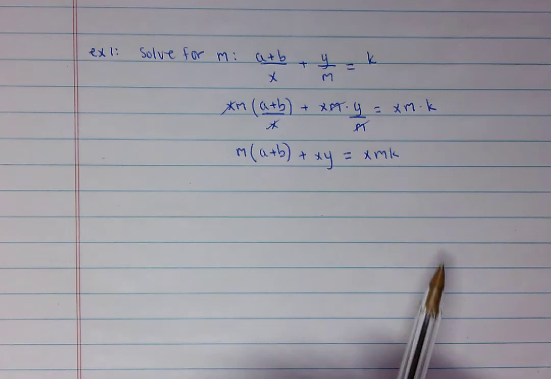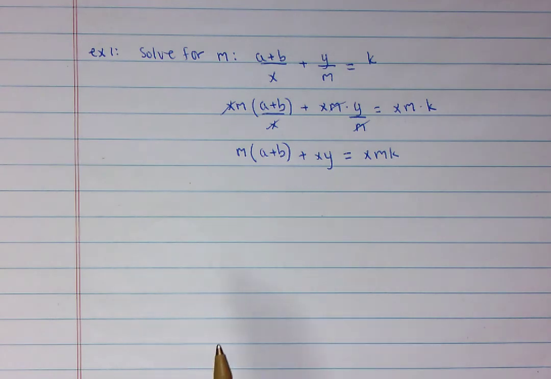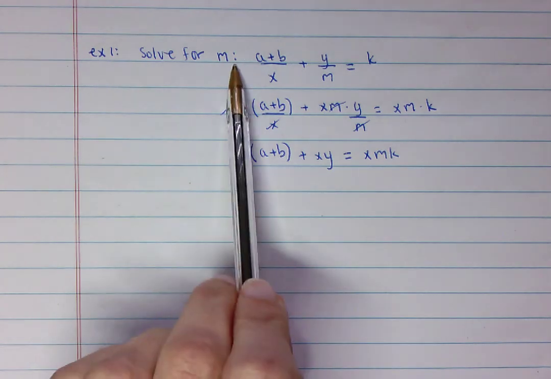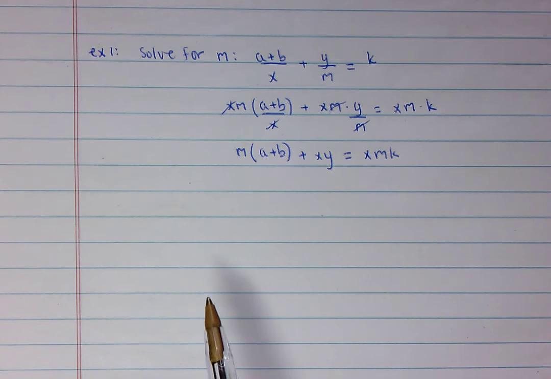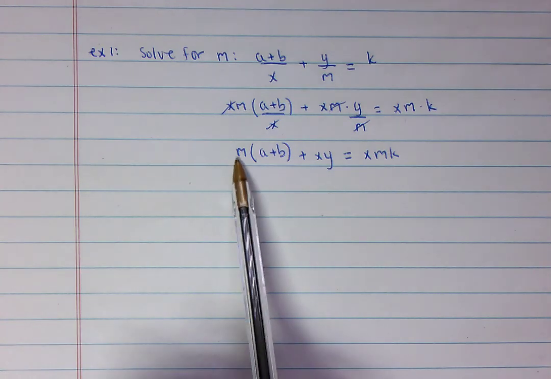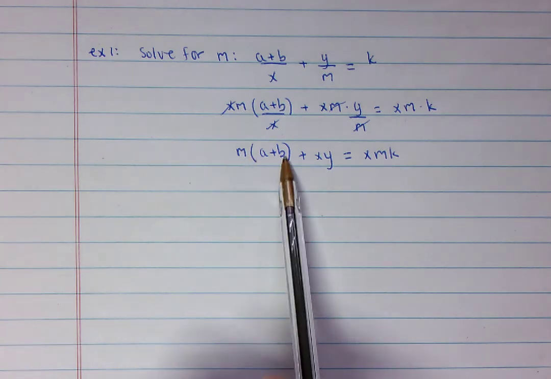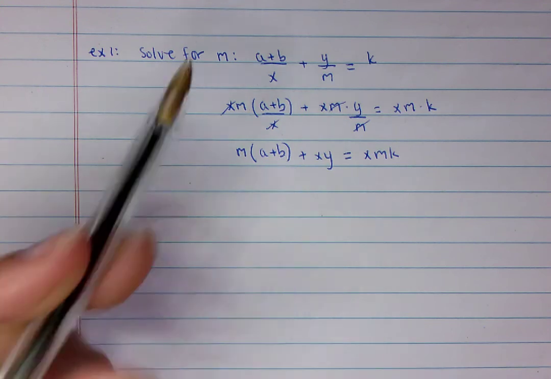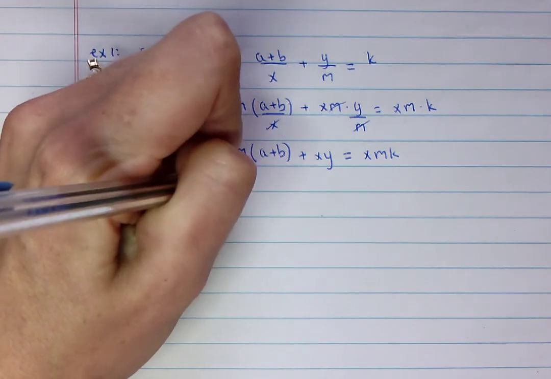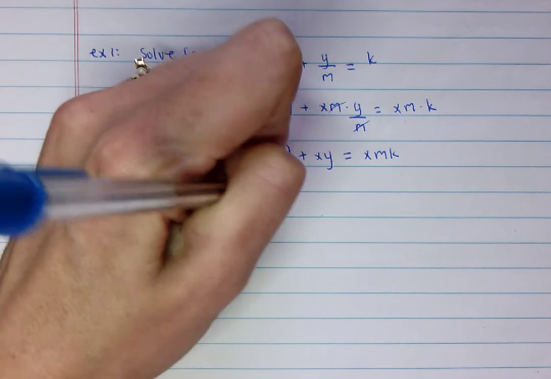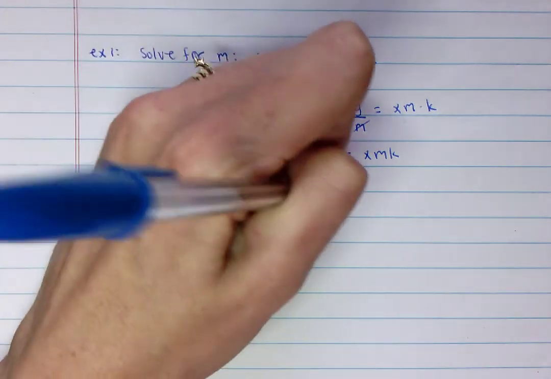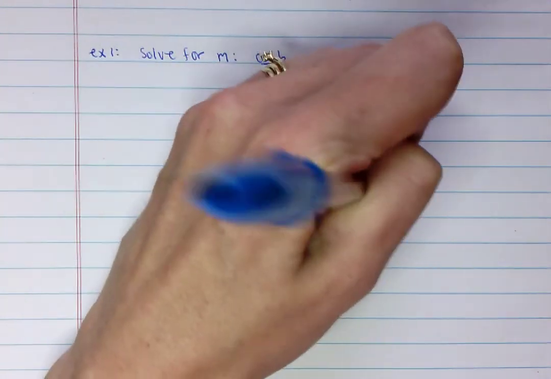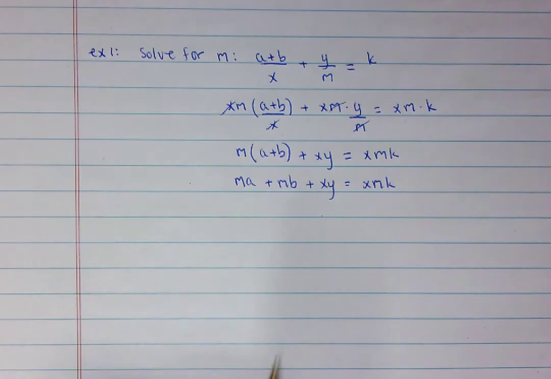All right. Now they want us to solve for m. So what we could do is distribute this through, and then we're going to have ma plus mb plus xy equals xmk. So I just went ahead and distributed it through.